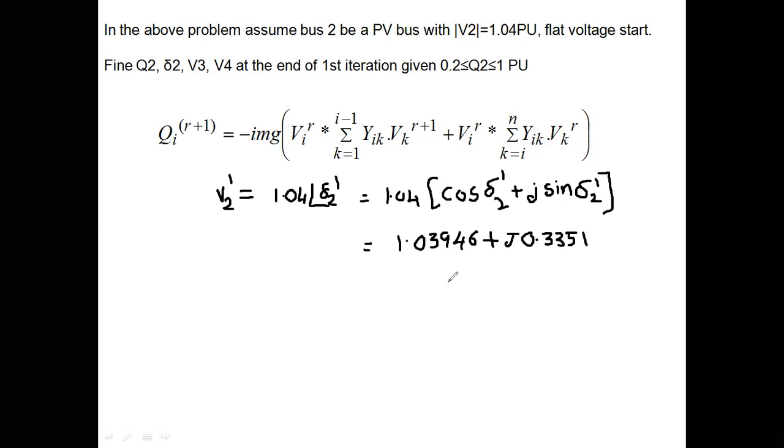So the remaining things are very easy. Why? Because V3 dash and V4 dash, yesterday we have already solved. So you people are familiar with how to solve the remaining bus voltages at the end of first Gauss iteration. Here, the clear difference between this problem and the previous problem is, in the previous problem, the second bus is a PQ bus. So obviously, the real power and reactive power have been mentioned in the problem itself.